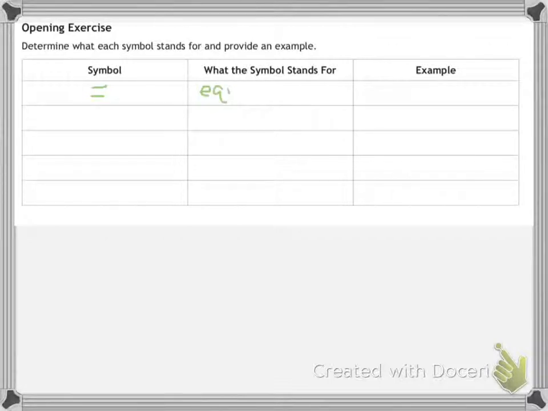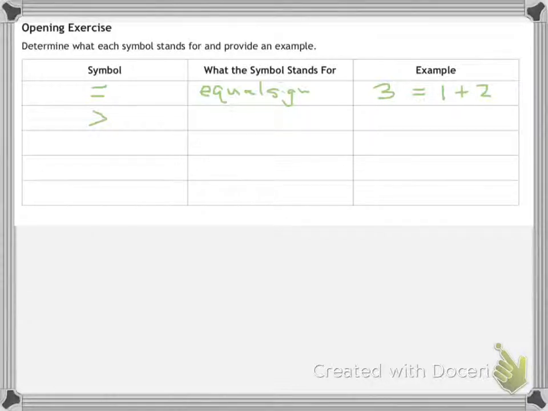Let's fill that in. An example would be something like 3 is equal to 1 plus 2. So we say the two sides of the equation are equivalent. They're the same thing. They're equal. That's an easy one. All right, let's take this symbol, for example.